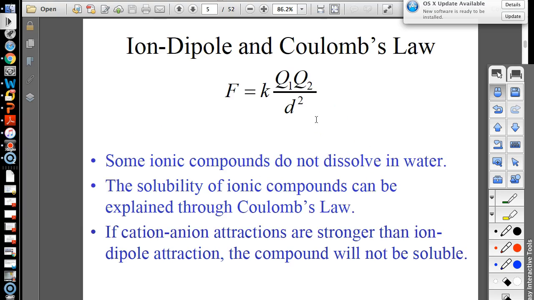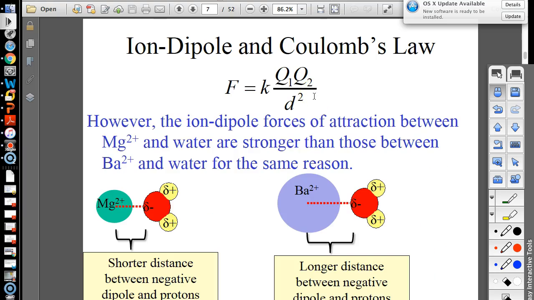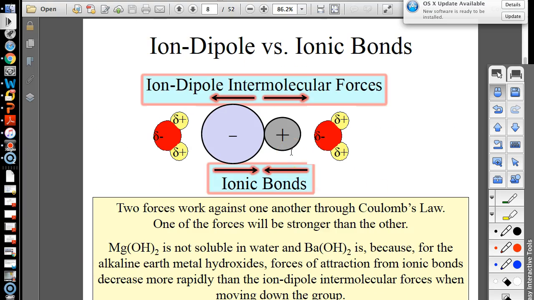And so the deal is, if I look at the lattice energy of an ionic compound, that was the energy released when that bond was made. If that is greater in magnitude than this attraction, then it won't be soluble. If this bond is stronger than this attraction, then it won't be soluble. And if this bond is weaker than that attraction, then the ion will dissociate. And all ions dissociate to some point, and they have numbers for that.